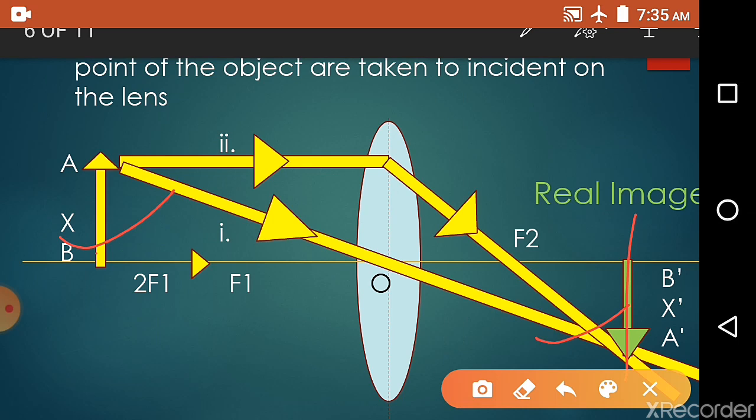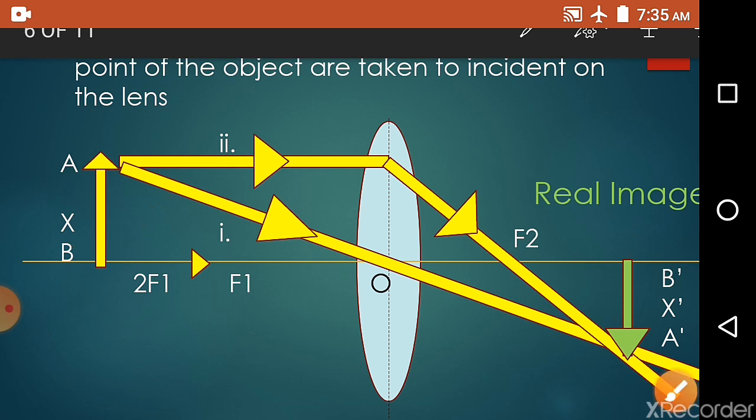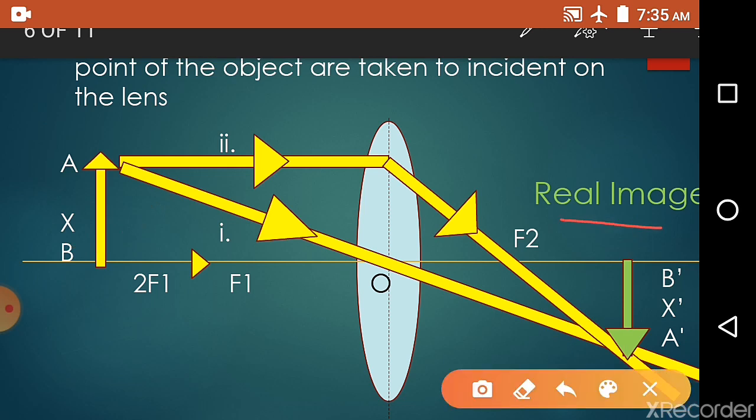Inverted image means you all know. So real images are always inverted. And the real image we can also obtain on a screen. The real image can be obtained on a screen, and those are always inverted. And for this lens we have the real image always, but there is one condition, we will study about those later in this video. So one more point for the real image is that the real image is always formed on the right side of the lens.